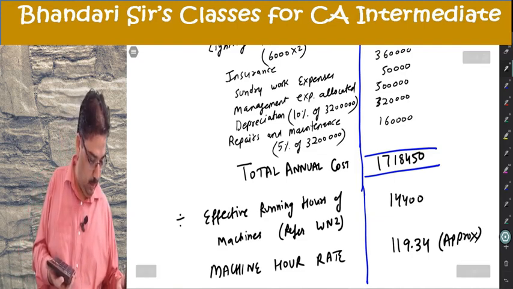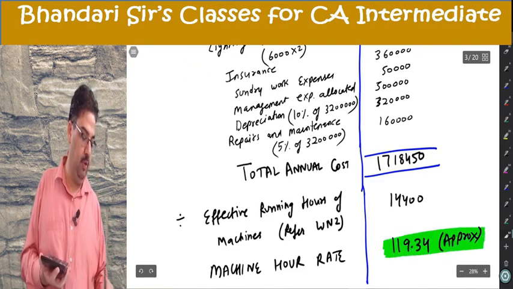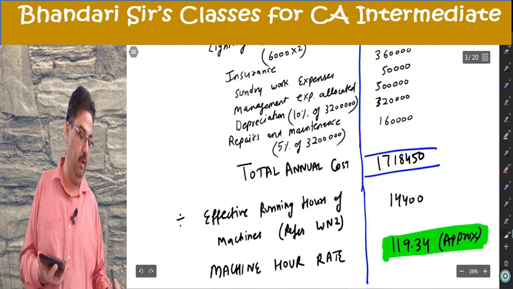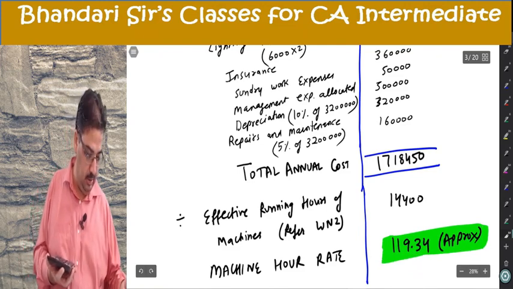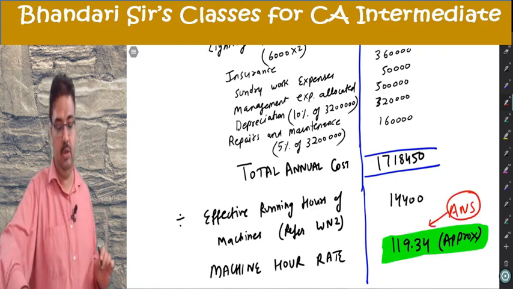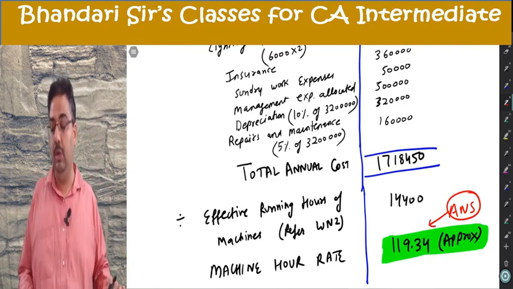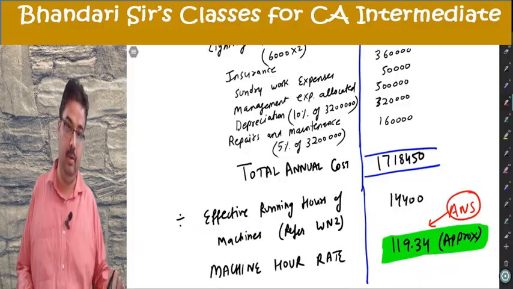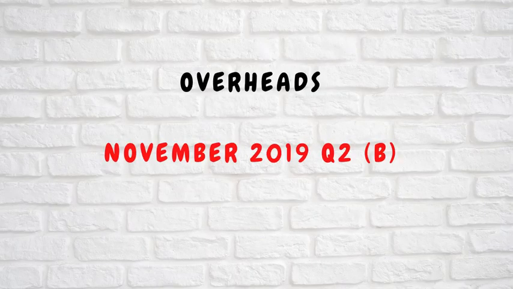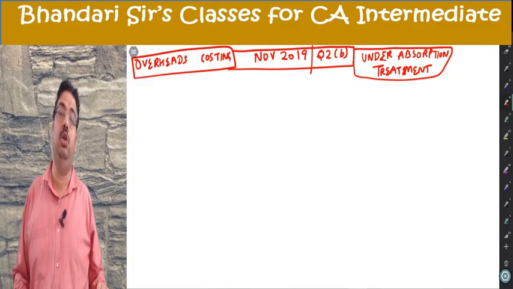This is going to be my ultimate answer of this question. This is for the machine shop. Even if you computed for a single machine, the answer will be the same. So this is my answer. Machine hour rate 119.34. This is a good standard question on machine hour rate. January 2021, question number 1B. On overhead costing is November 2019, question 2B.